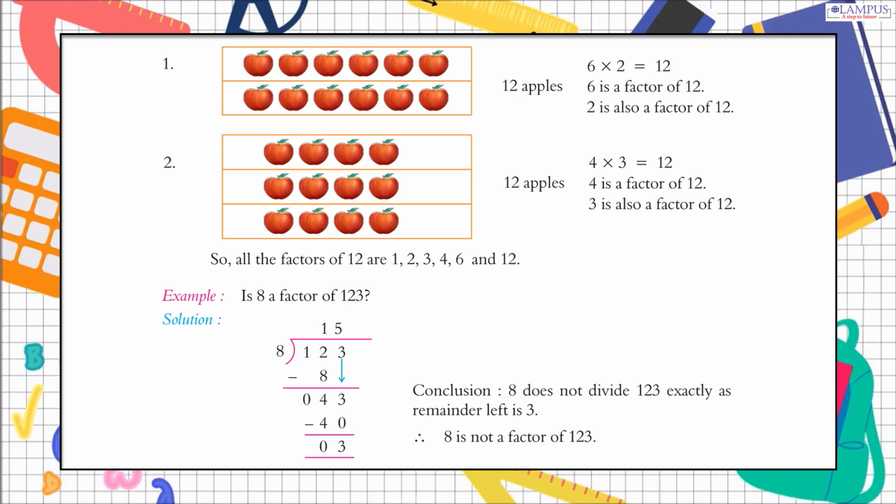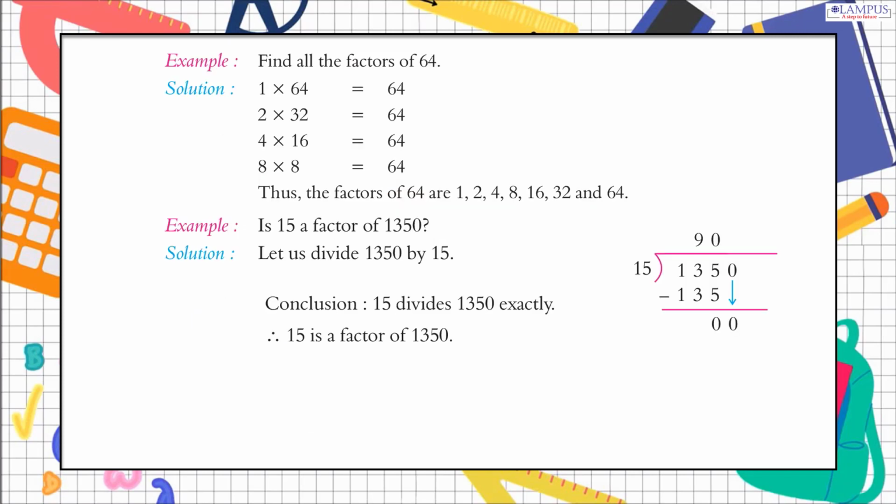Example: is 8 a factor of 123? Solution: 123 divided by 8 equals quotient 15, remainder is 3. Conclusion: 8 does not divide 123 exactly as remainder left is 3. Therefore, 8 is not a factor of 123.